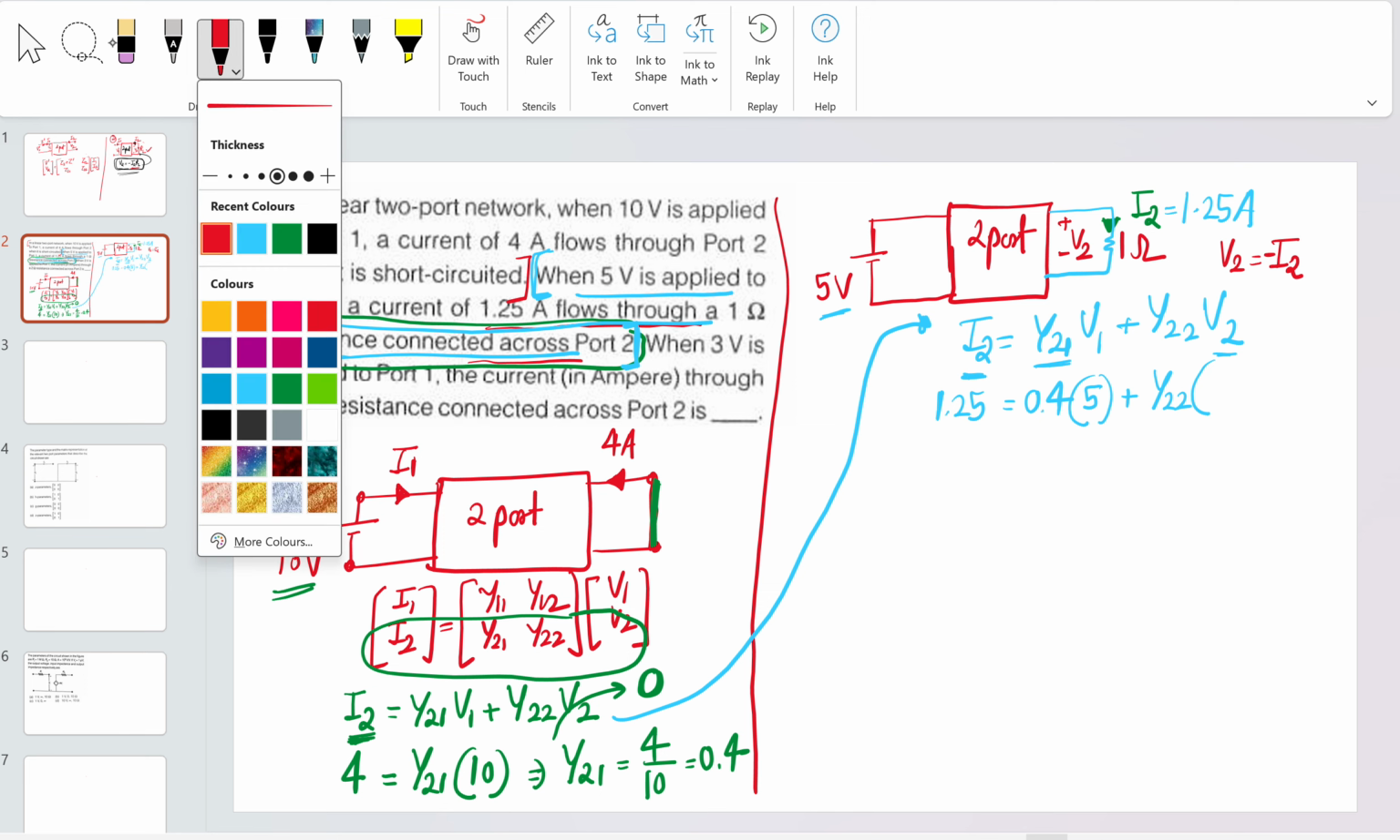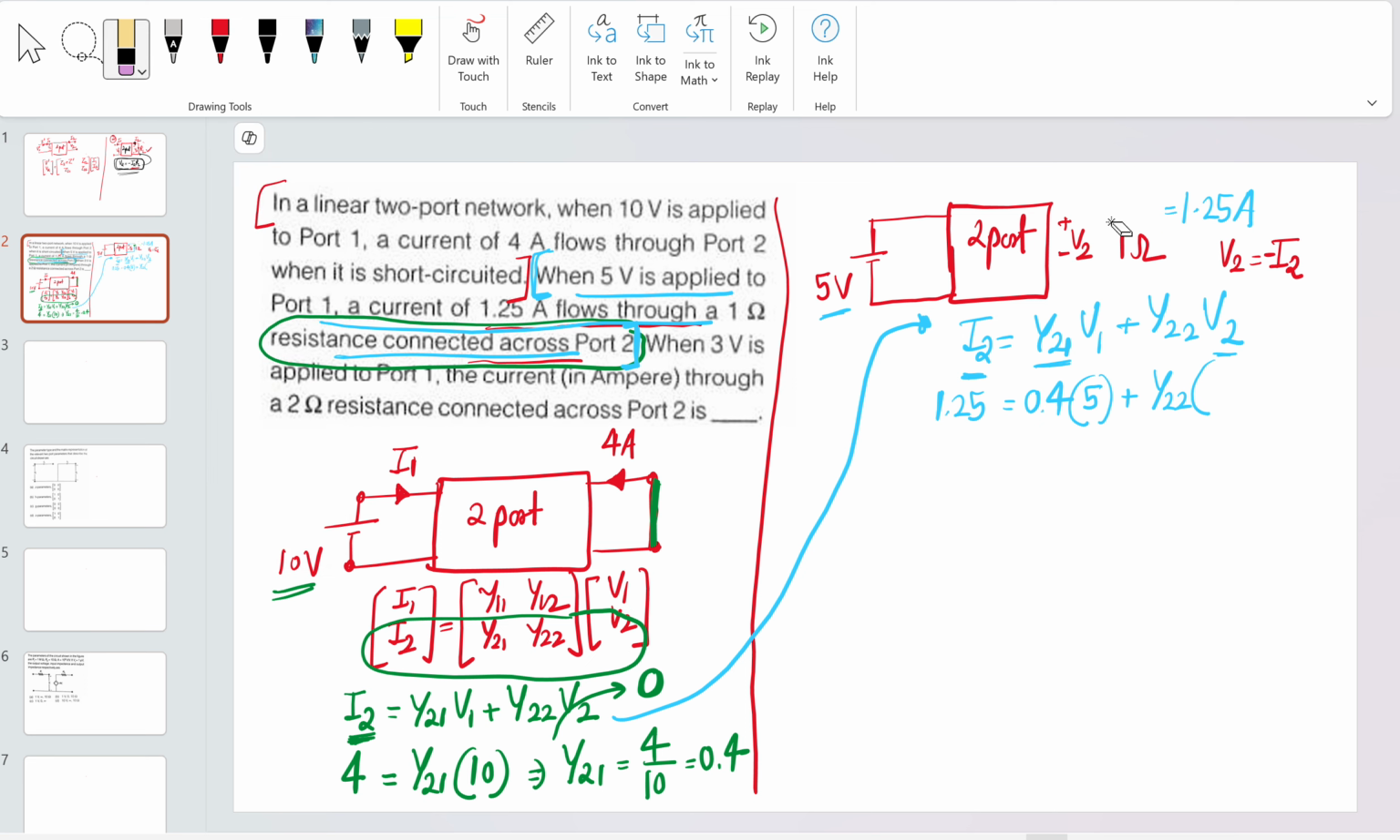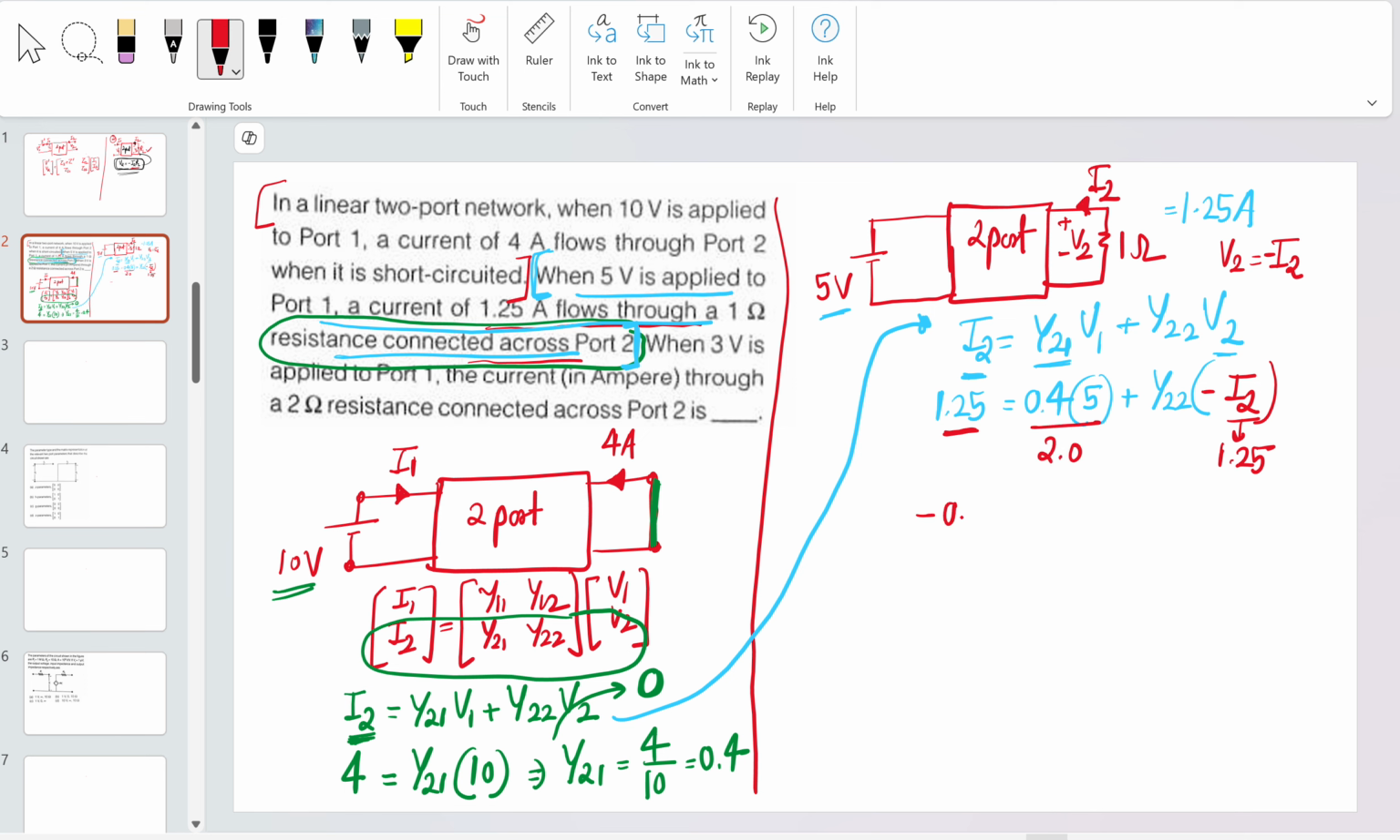The standard convention is I2 here, like this. But here I2 is negative, coming across it. So it will be I2 times R, which is equal to minus I2, and the I2 value we already know is 1.25. So how to solve this? If you see this, this is 1.5 and this is 2.0, so it will become minus 0.75 equal to minus y22 times 1.25.